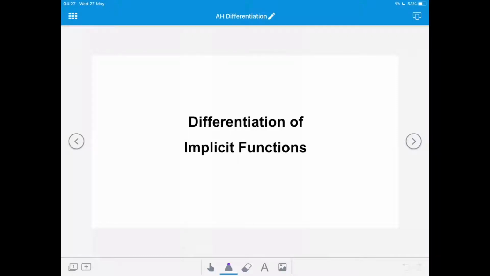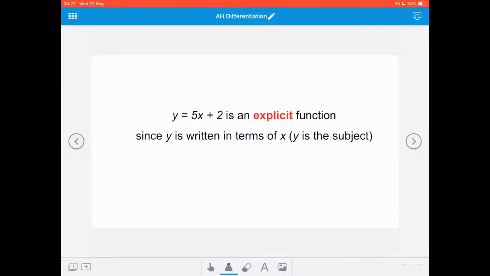So we're going to look at the differentiation of implicit functions. And in order to do that, we're going to look at what an explicit function is. An explicit function is a function in which y can be expressed purely as a single function of x.